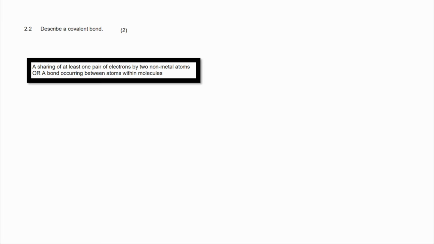Because again, here we have another definition. Describe a covalent bond. It's a sharing of at least one pair of electrons by two non-metal atoms. Very important, two non-metal atoms. Or you could say, this is just another part of the definition, you don't need both, a bond forming between atoms within molecules. I prefer the first one. The second one seems a bit vague, but anyways. So again, two definitions, and it's probably going to be a bit of a hint leading into the question. So we should be thinking about two non-metal atoms.